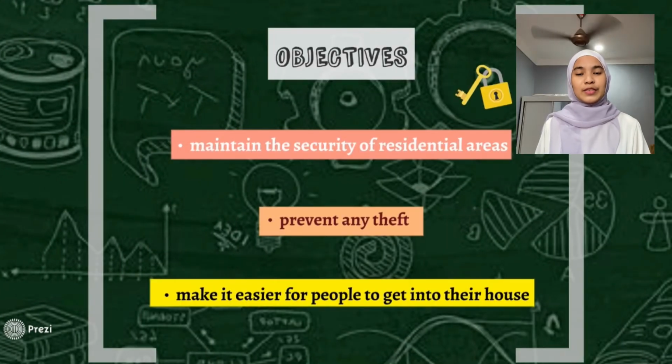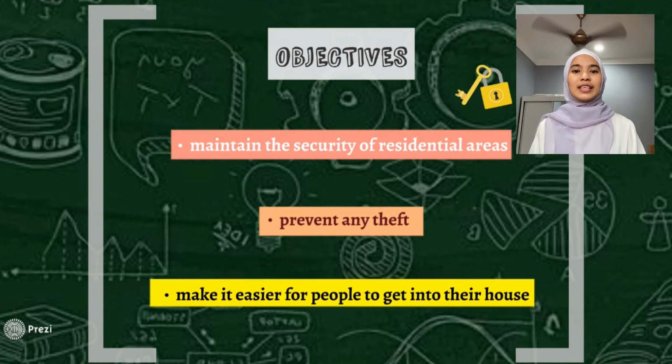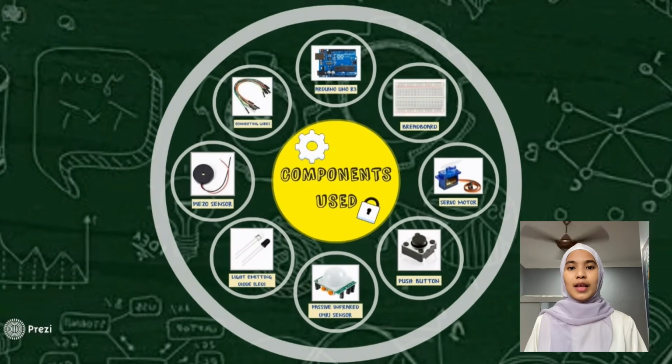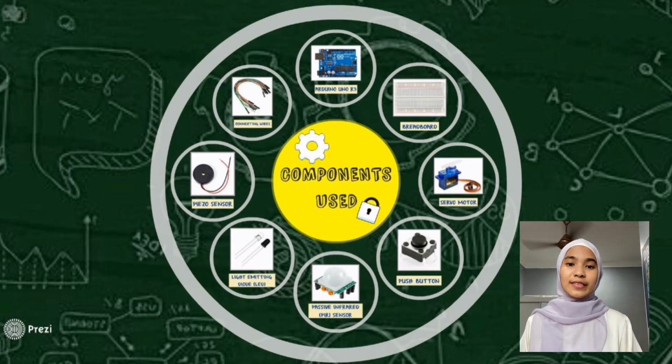Our main objective in designing the system: first, to maintain the security of residential areas; second, to prevent any theft and also to make it easier for people to get into the house. Now, let's move to the components that we use for our Smart Door Lock Security System.